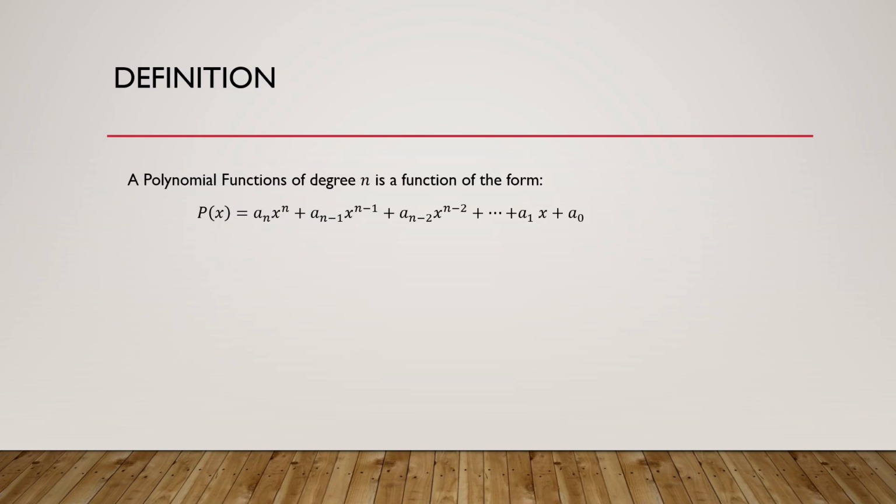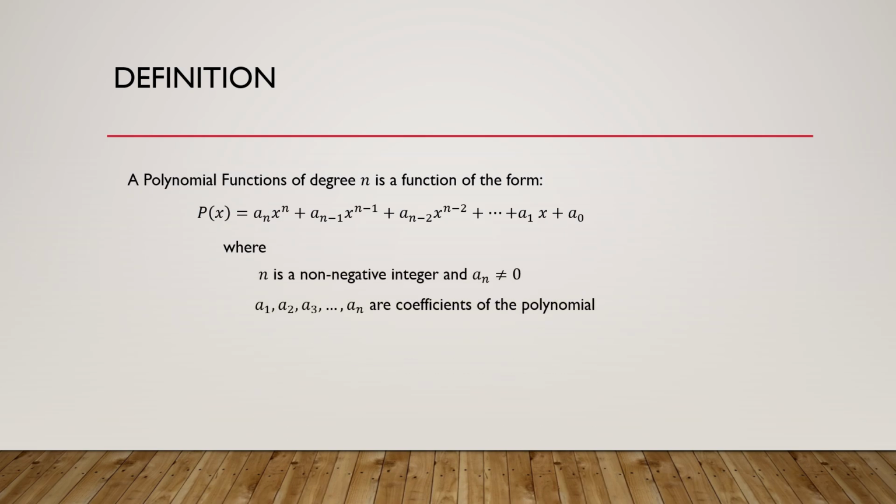A polynomial function of degree n is a function of the form p of x is equal to a sub n times x to the n plus a sub n minus 1 times x to the n minus 1 plus a sub n minus 2 times x to the n minus 2 and so on until a sub 1 times x plus a sub 0, where n is a non-negative integer and a sub n is not equal to 0.